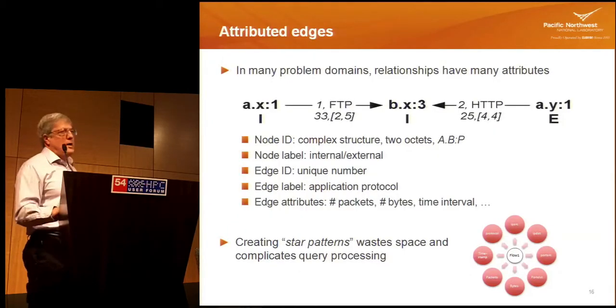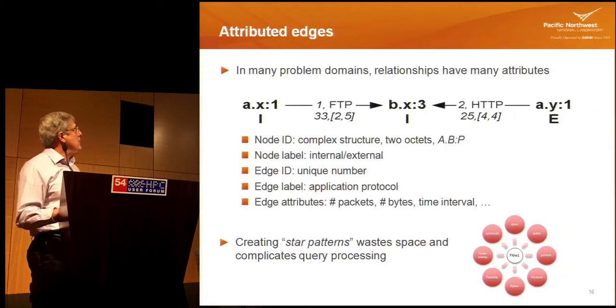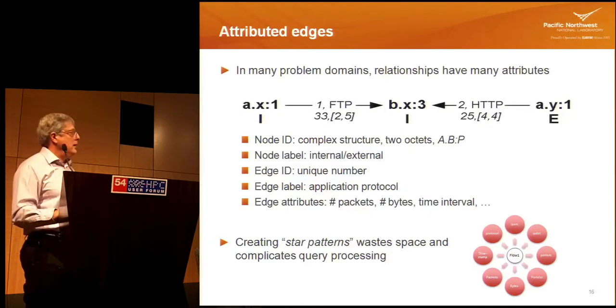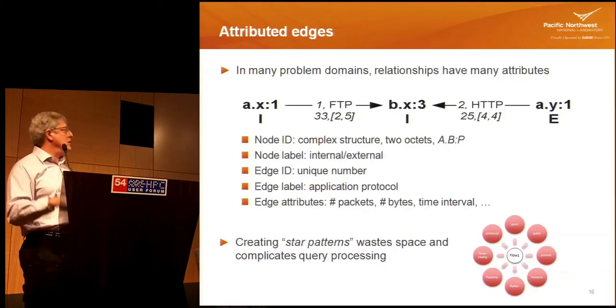Another key thing that a lot of people want to do is, of course, attributed edges. So in many problem domains, relationships have attributes and nodes have attributes. And typically the solution is to starify them like this. Urika does this as well as other databases. So for every entry, they'll create a node, and then they'll pin out all the attributes on the nodes as other edges. That causes an explosion in memory.